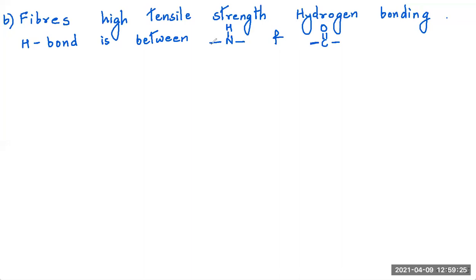Can you tell me what this dash NHCO together is known as? Amide. Also called peptide. That is why nylon fibers are also called polypeptide or polyamide fibers. They are used to make ropes or tire cords.